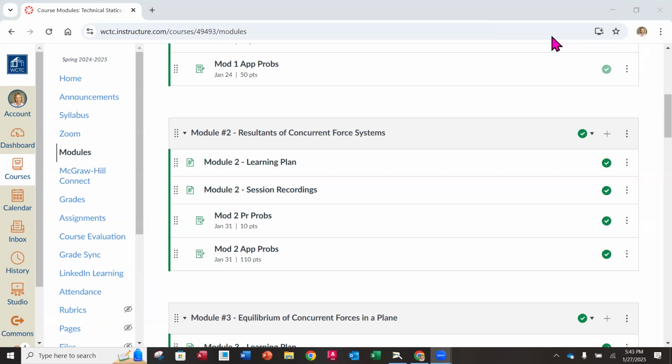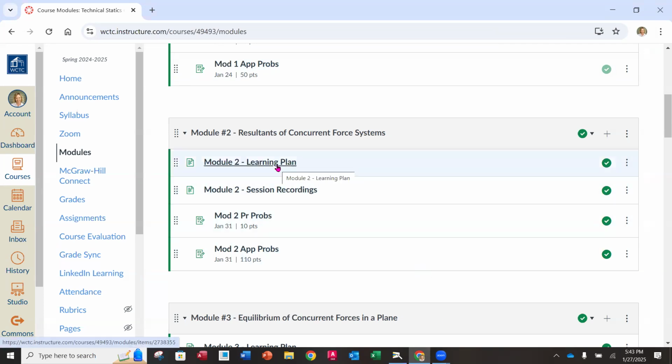Okay. Looks like we're recording. All right. So we're ready to start looking at module number 2. Module number 2 is going to be looking at resultants of concurrent force systems. Okay. This is just the very beginning of statics. We're going to start looking at vectors and forces and resultants, as you can see here.